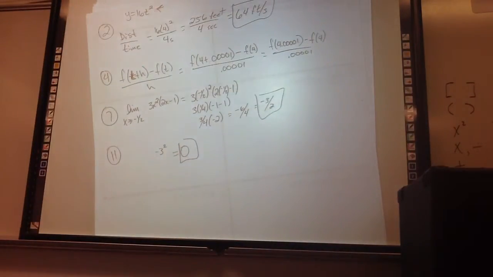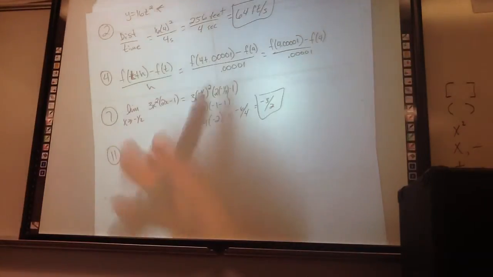I do the same thing. The arrow and the negative look like they go together.